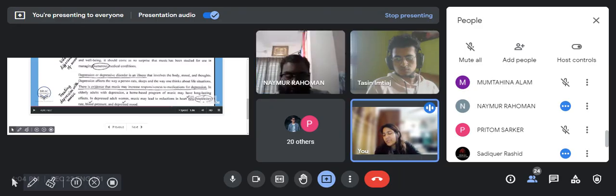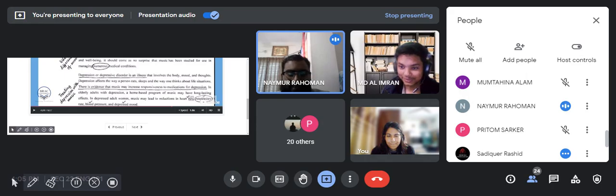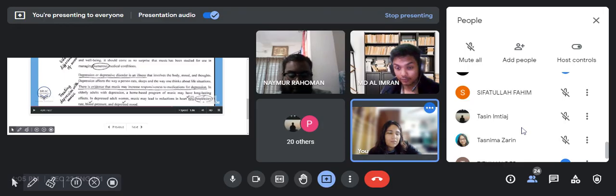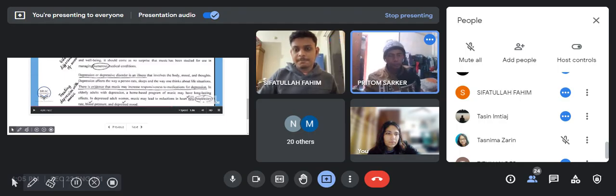So Naimur, how many main ideas do we get from one paragraph? Tell me. Two ideas. Not paragraphs, ideas. Two paragraphs, two ideas. Then from one paragraph, how many main ideas? One main idea. Correct. One main idea. Pritam, Sadikur, Sifatullah, did you all understand? Okay.